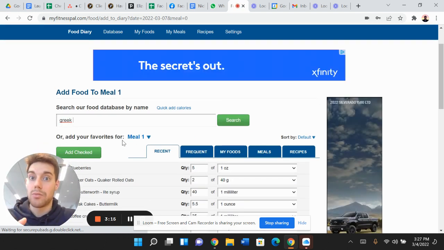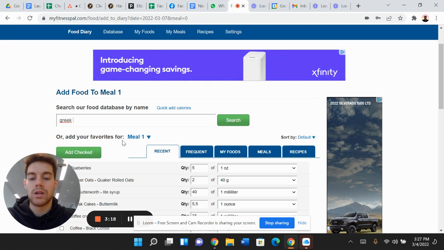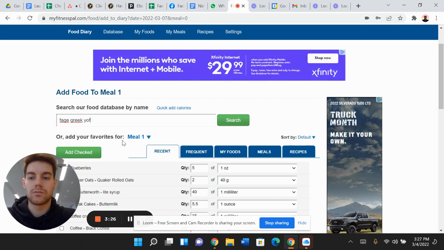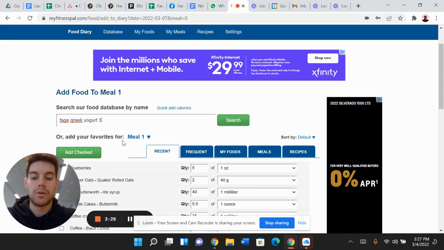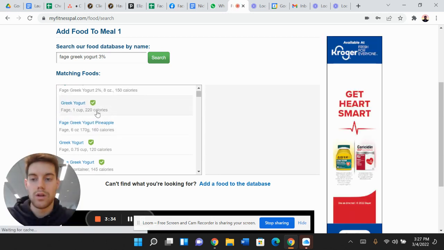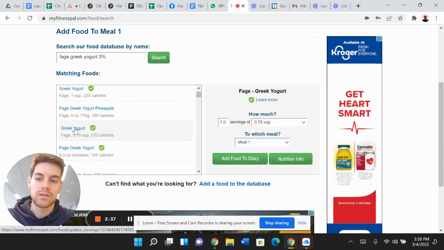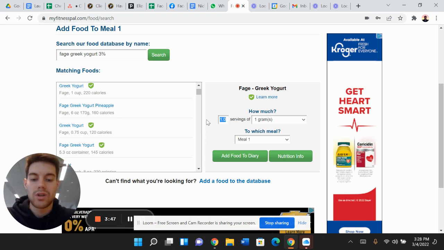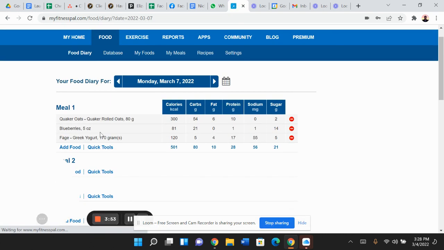So again, scan your barcode, and let's say you're using one of my favorite brands, Fage. I think it's the Greek yogurt, and let's say we're doing the 3% milk fat. Again, scan your barcode so it comes up right there. Let's just say this is the one that pops up. And again, you want to change it to whatever measurement it is. Let's say it was 170 grams, whatever it is. That's a general serving of Greek yogurt. So there we go.